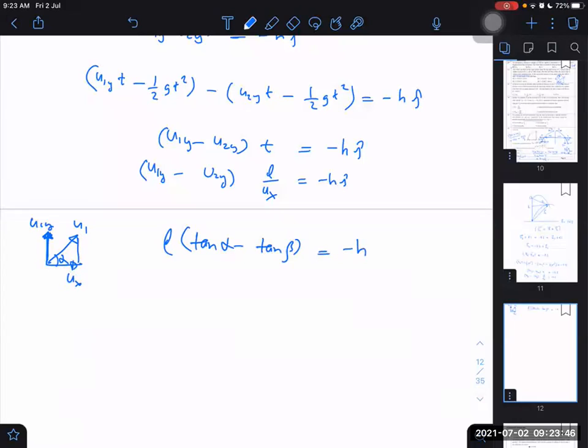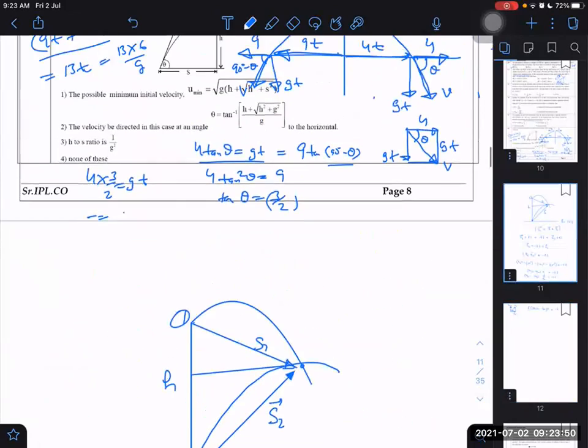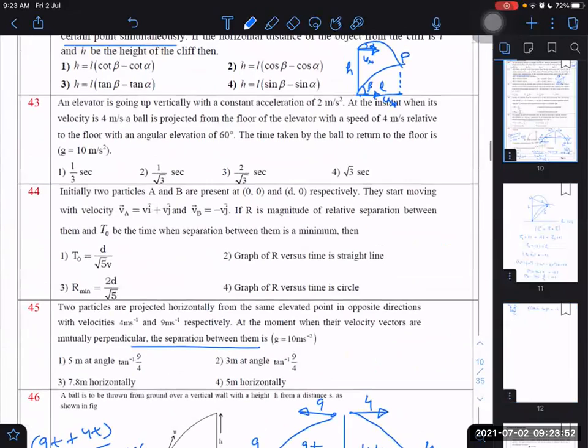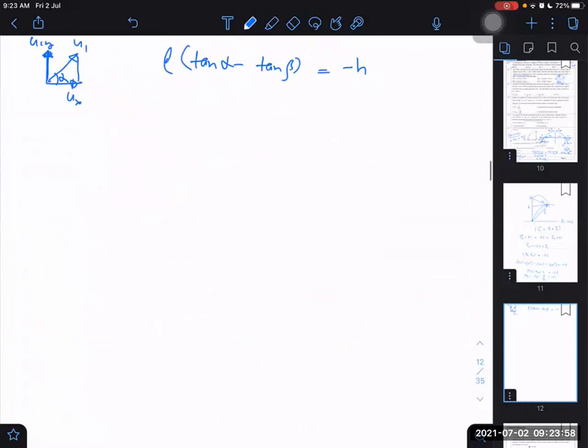What we have to find is the relation, and we have already got the relation. H is equal to L into tan beta minus tan alpha.